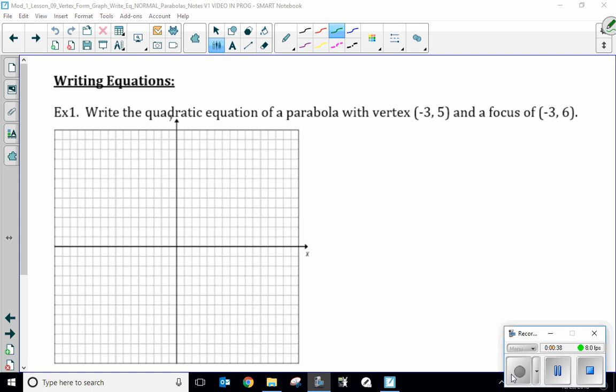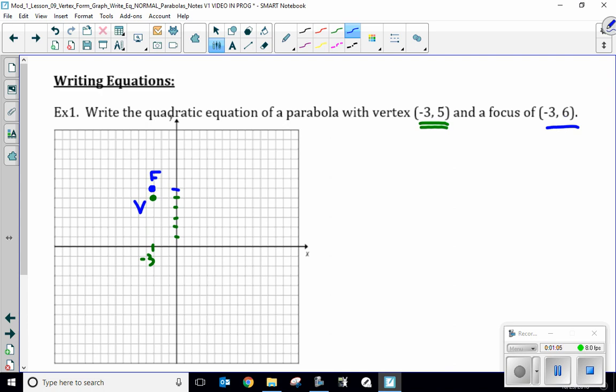So our vertex is -3, 5. So what I'm going to do is put this here at -3, 5. Right there, that's my vertex. And my focus is -3, 6. So if I go up one more, that's the focus. Here's my vertex, and there's my focus.